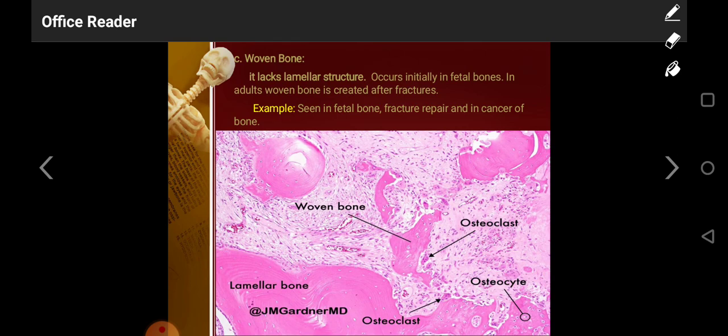Then we have woven bones. It lacks lamellar structure. It occurs initially in fetal bones. In adults, woven bone is created after fracture. Example, seen in fetal bone, fracture repair, and in cancer of bone.